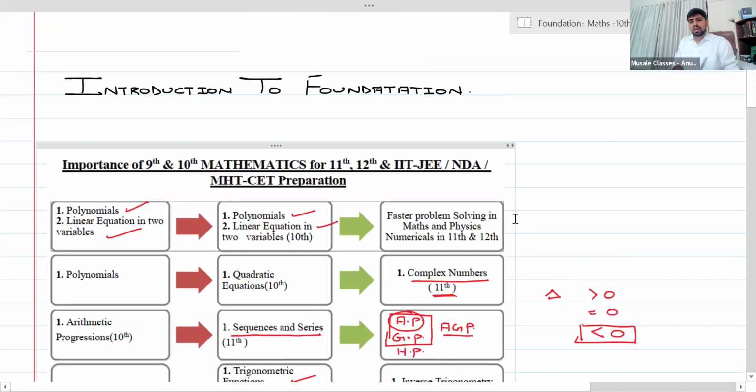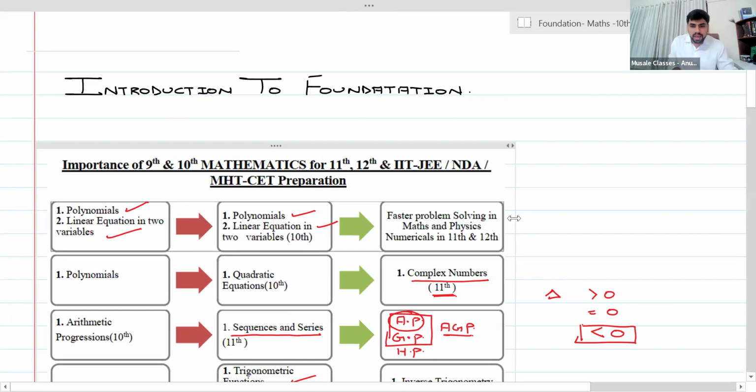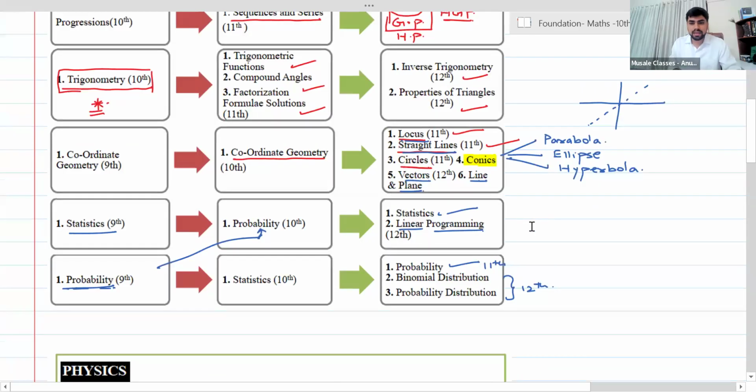All right. Now, I hope I've somewhat explained to you how your syllabus is important. I'm pretty sure your parents, your elders, and your teachers must have told you to study 9th and 10th properly. But probably nobody ever told you why you have to study it. Today, probably I must have answered that question. Why? Okay. This is the importance of it. All right.